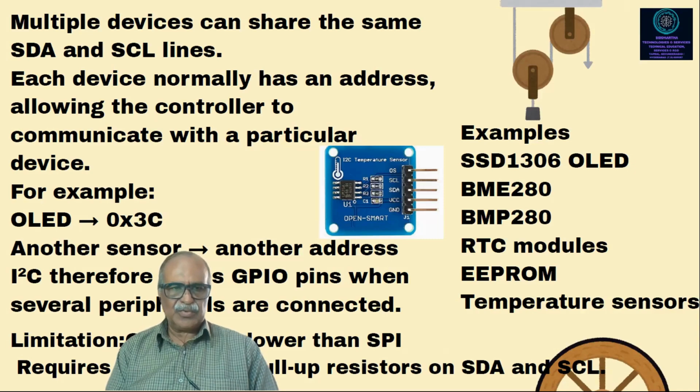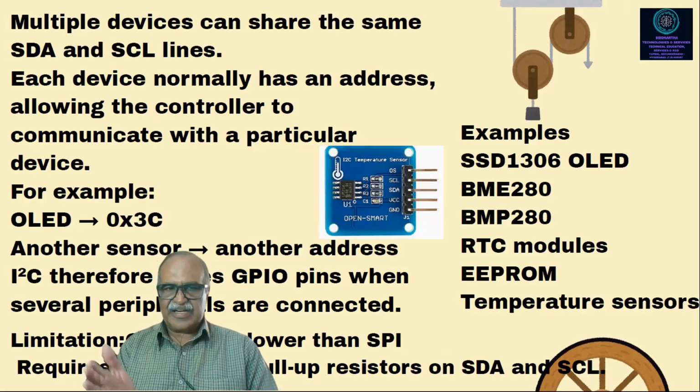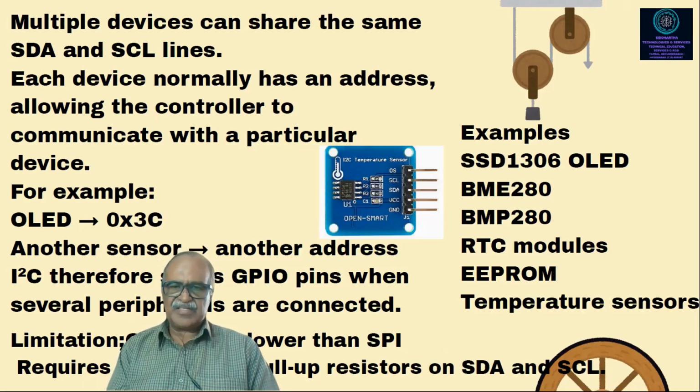Okay, I²C. So what is the limitation for this? Generally slower than SPI. That means SPI connections are more; here the connections are less, but slower. The data transfer rate is a little slow. It requires appropriate pull-up resistors on SDA and SCL.